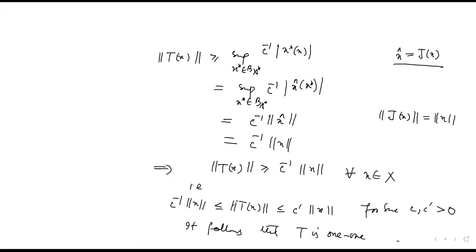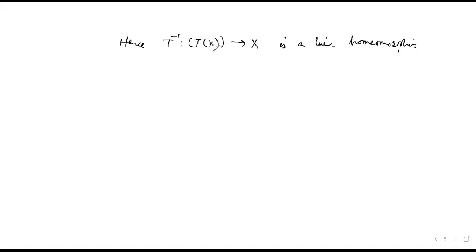Okay, once we are done, after that we need not do anything. Hence T inverse, if I restrict the map to the range of T going back to X, is a linear homeomorphism. Because we proved T is one to one, so T inverse exists. By this left-hand inequality restricted to the range, T inverse is continuous. That means therefore it's a homeomorphism.